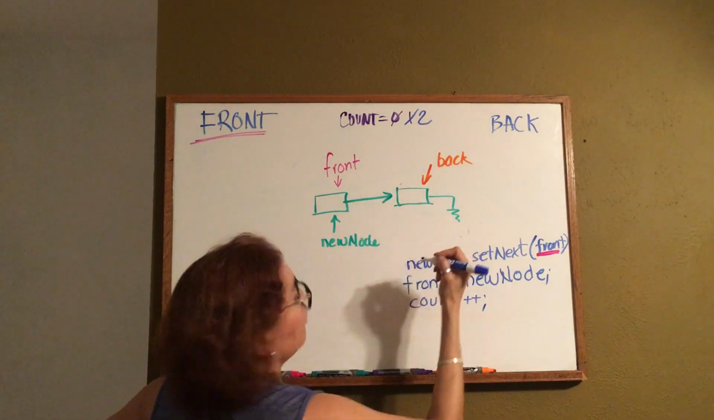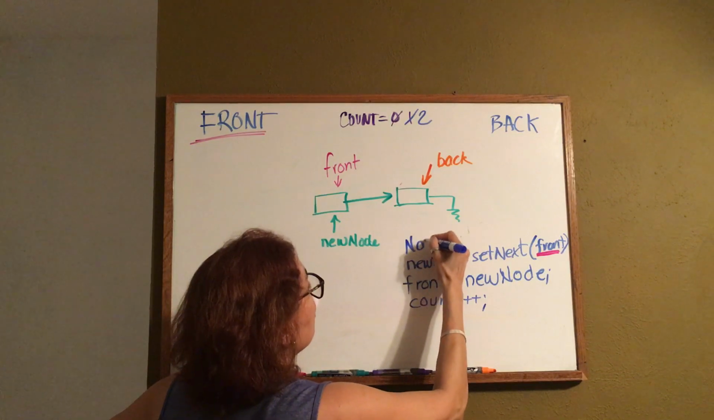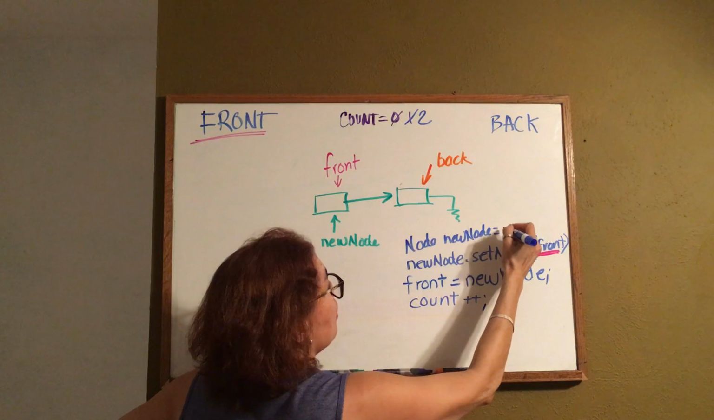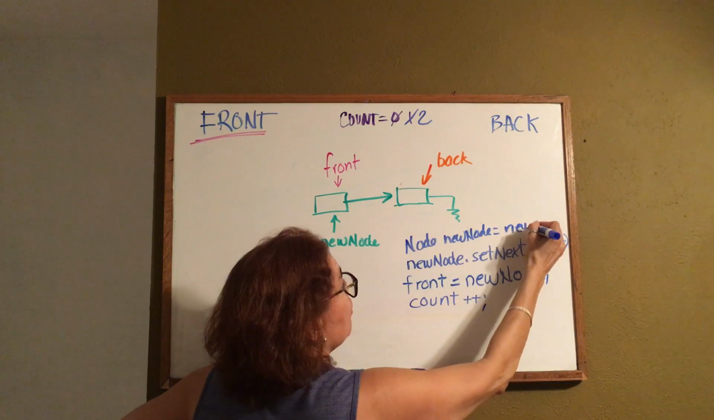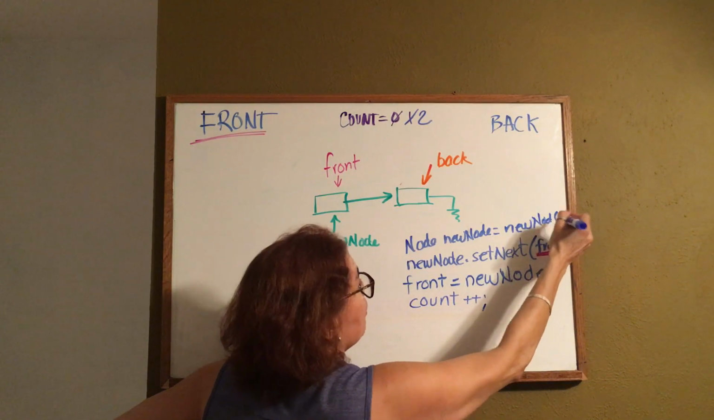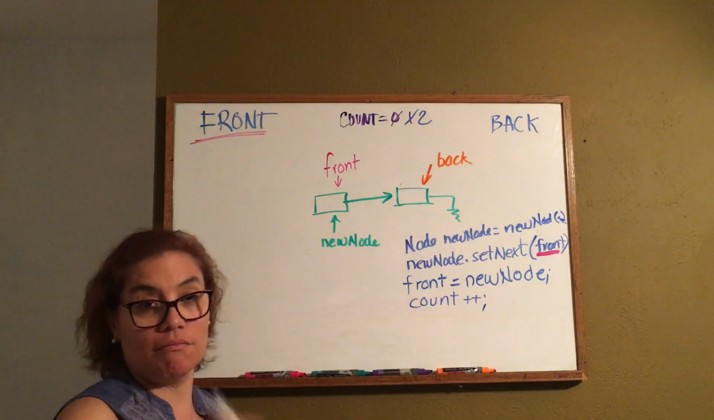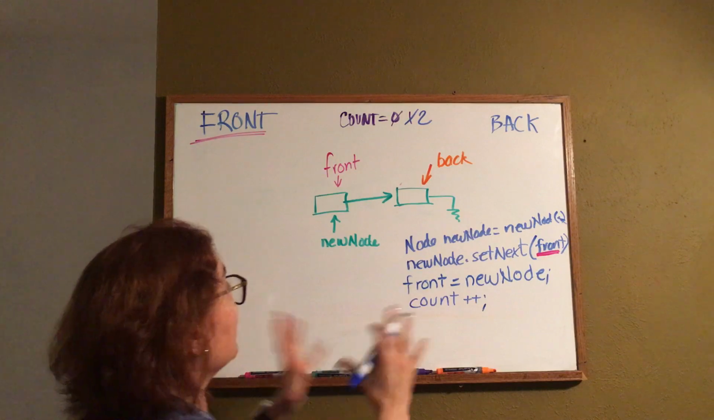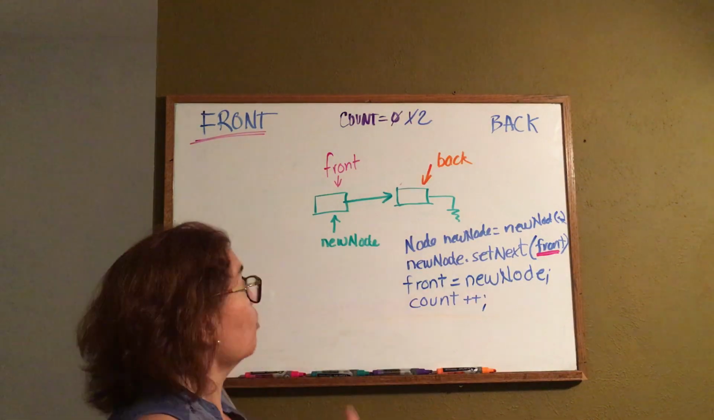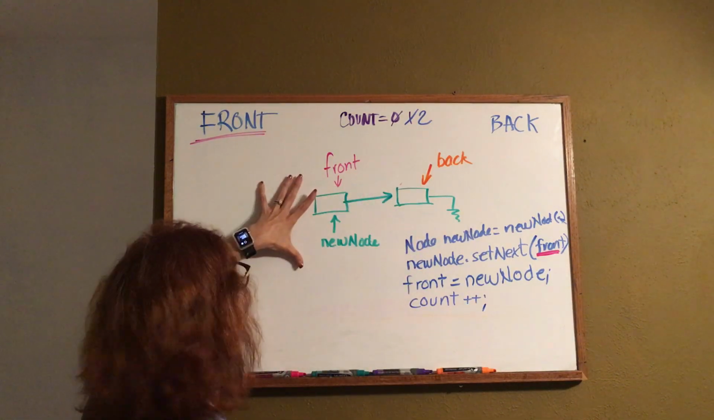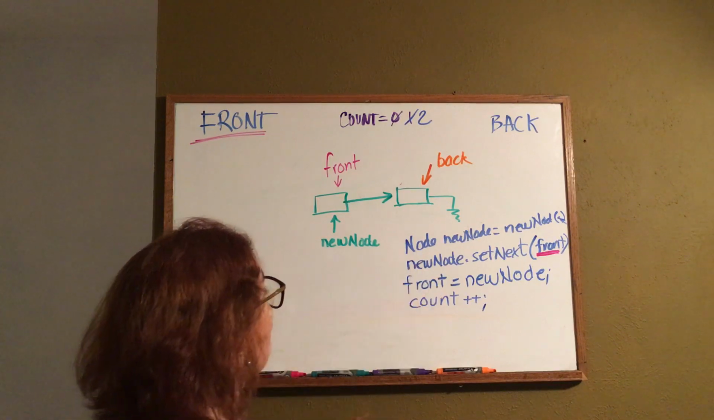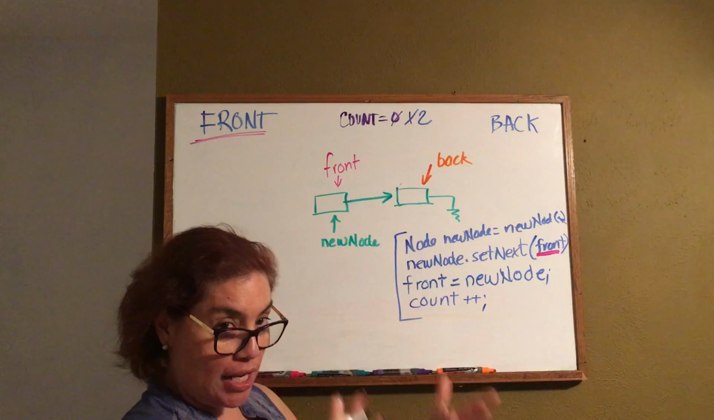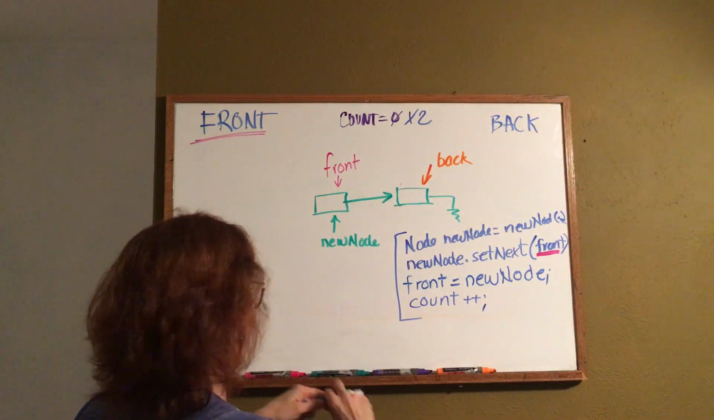I said node new node equals new node, and then the parameters. Sorry, my whiteboard is smaller, okay? So now let's say I want to create yet another node, and I am going to keep it here, you know, to the front. So what I am going to do is that I can repeat this part. As long as my count is greater than 0, I can create a new node.